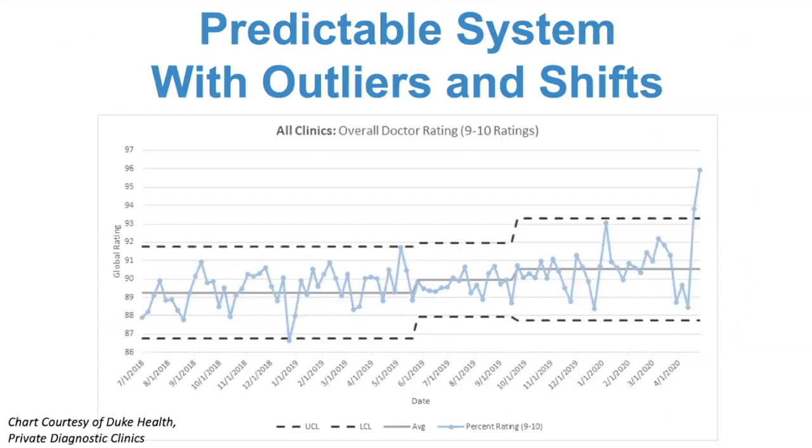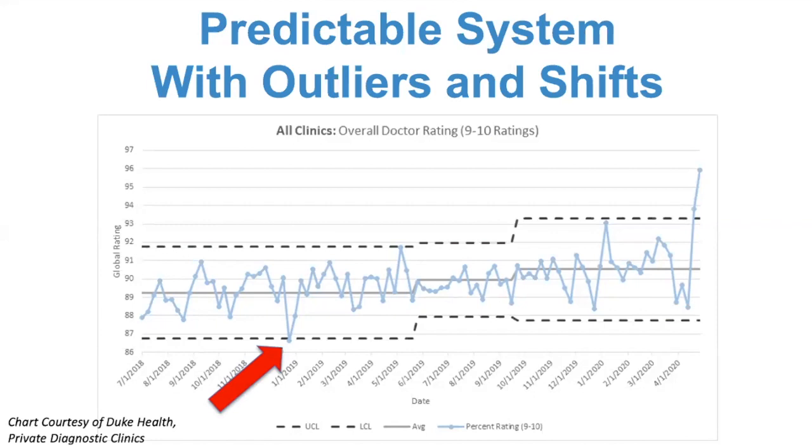And then I'm going to share two charts here that come courtesy of Duke Health in North Carolina. They're private diagnostic clinics, part of the organization. They have some ongoing metrics that they have been applying the process behavior chart methodology to. One of these is an overall doctor rating, the percentage of patients who give a 9 or a 10. We could say that this is a predictable system, but there are occasional outliers, and then there have been shifts in performance. Here we see a data point that's just slightly below the lower limit.